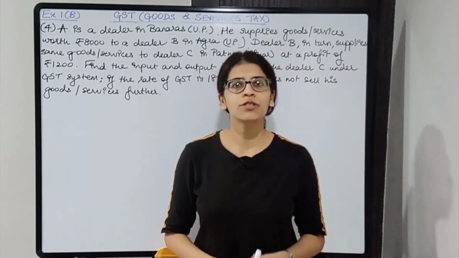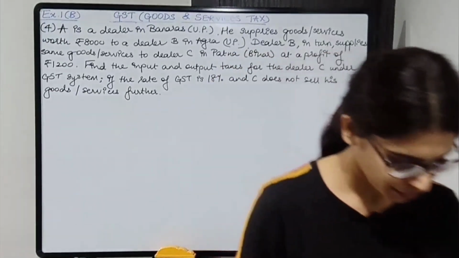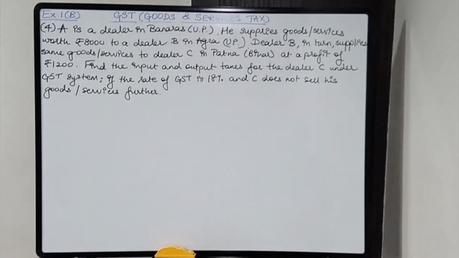Moving on to next question. Question number 4. A is a dealer in Banaras in UP. He supplies goods and services worth rupees 8,000 to a dealer B in Agra in UP. Dealer B in turn supplies same goods and services to dealer C in Patna in Bihar at a profit of rupees 1,200. Find the input and output taxes for the dealer C under GST system if the rate of GST is 18% and C does not sell his goods and services further.